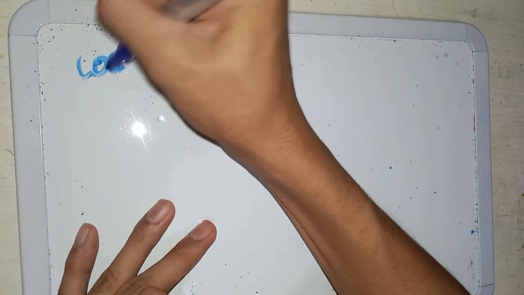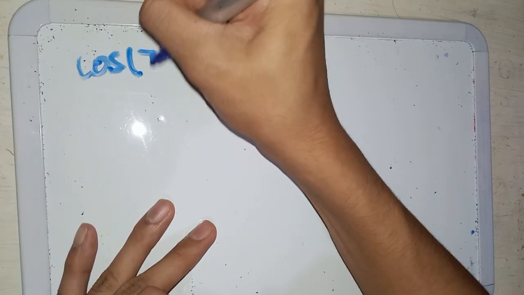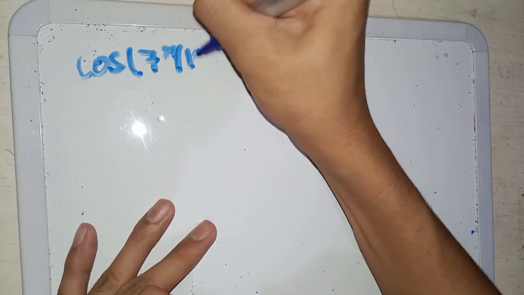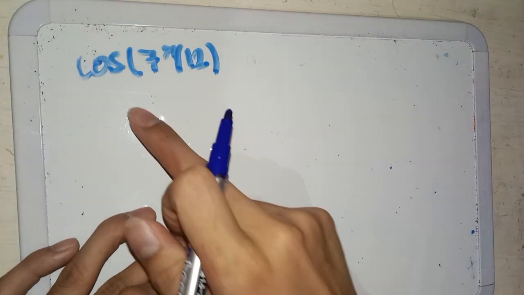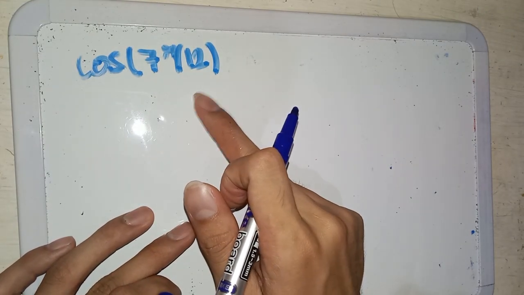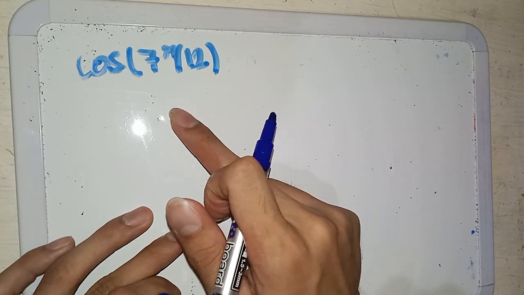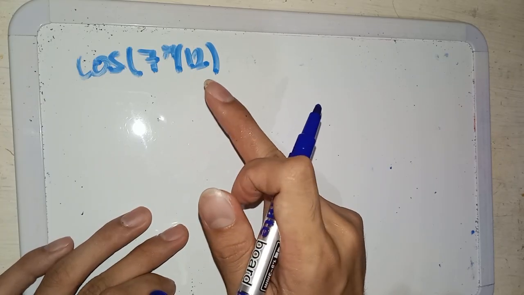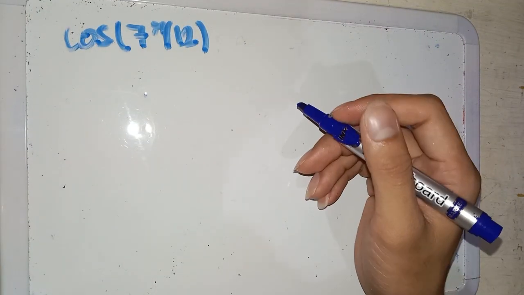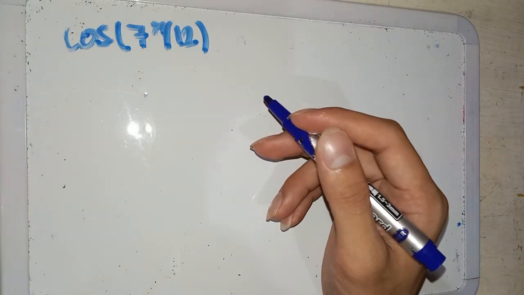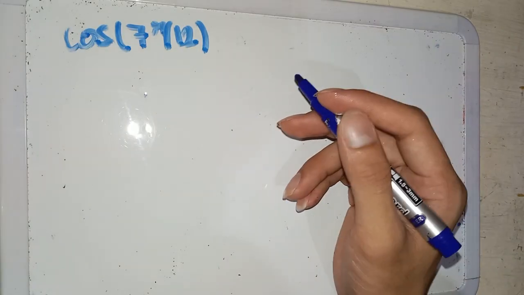So now to our next example, we need to try cosine 7 pi over 12. So how can we evaluate these functions? So here is the first thing we should do. We need to convert the angle from radians to degrees.